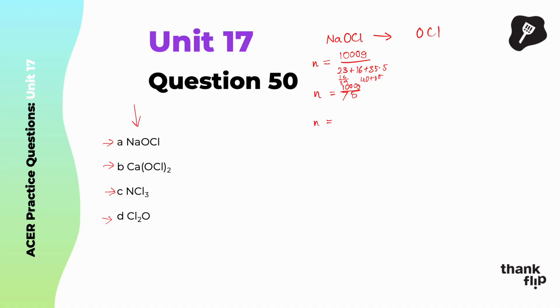So we have N is equal to 1,000 grams over 75. And that's the same number of OCl. So I'm just going to say that's for option A. Then let's move on to option B. Option B is going to produce 2 OCl, hypochlorite ions.